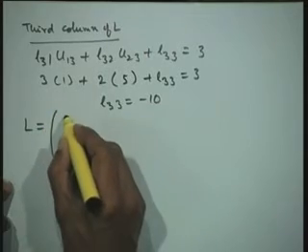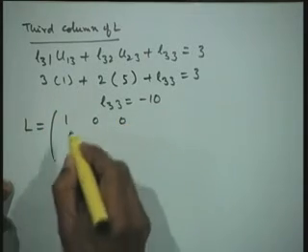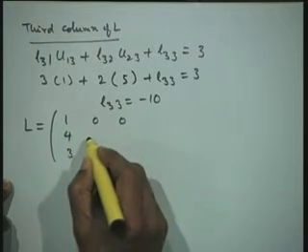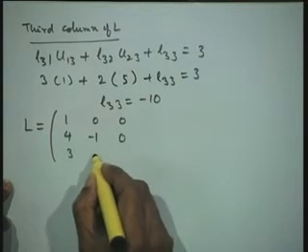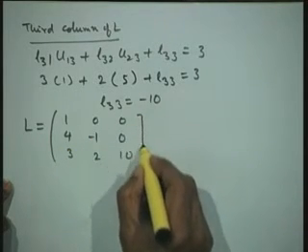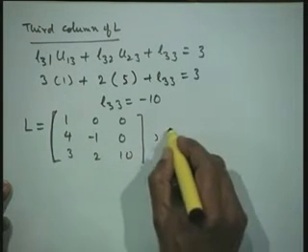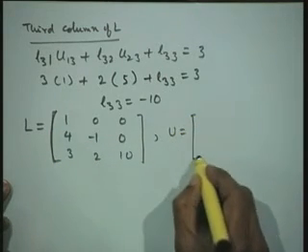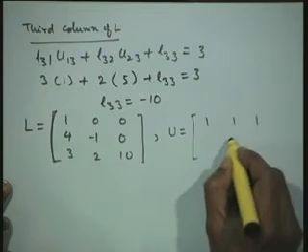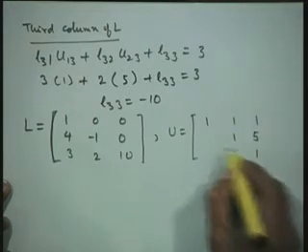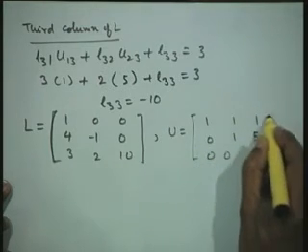Therefore, let us write down what is our L and U. L is 1 0 0, 4 minus 1 0, 3 2 minus 10, and U is equal to 1 1 1, 0 1 5, 0 0 1.